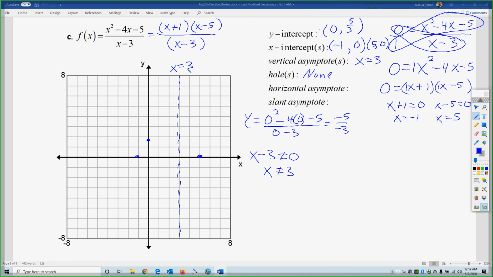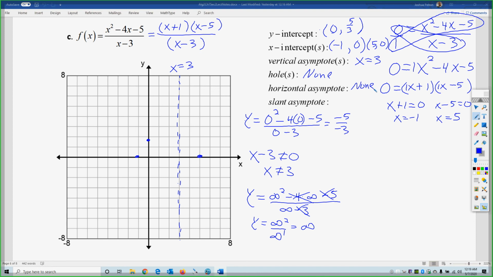So horizontal versus slant. We're going to have one or the other. So again, only the leading terms matter. So if I plug in infinity, so that's y equals infinity squared minus 4 times infinity minus 5 over infinity minus 3. So again, the non-leading terms don't matter. So essentially I'm left with infinity squared over infinity to the first, which is essentially infinity. So that means there is no horizontal asymptote because it's going up to infinity in a slanted manner.